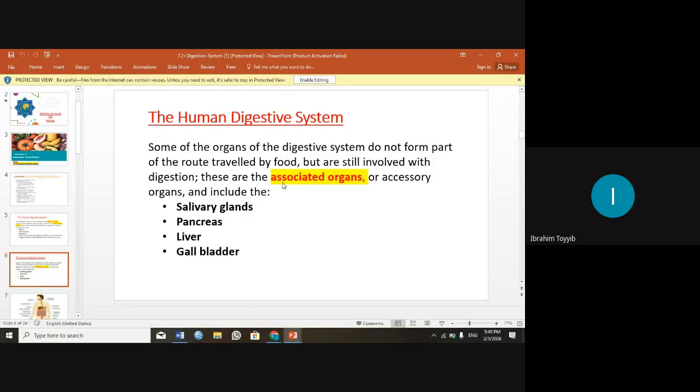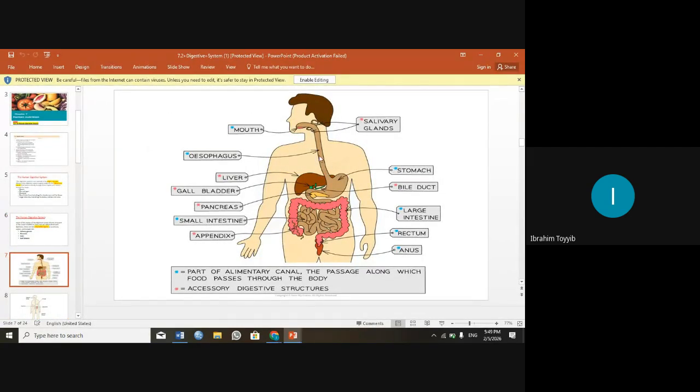So you can see associated organs or accessory organs: salivary gland, pancreas, liver, and gallbladder. So they are referred to what? Accessory organs or associated organs. So look at this structure. The mouth, the salivary gland. This is the esophagus. This is the liver. This is the stomach. This is the pancreas, gallbladder. This is the small intestine. This one is not too broad. I'll still show you the broad one.